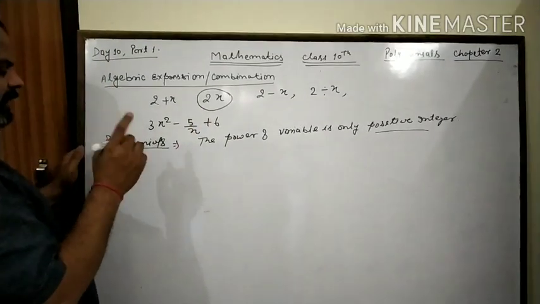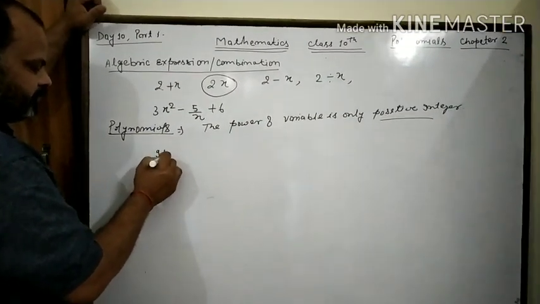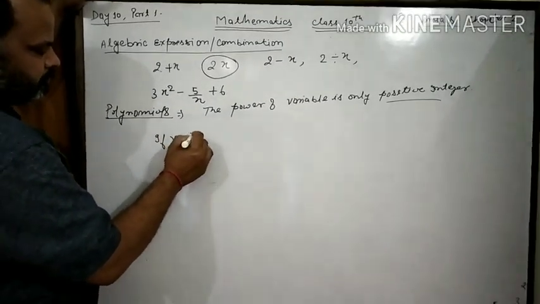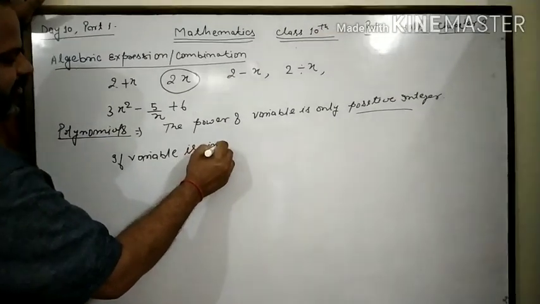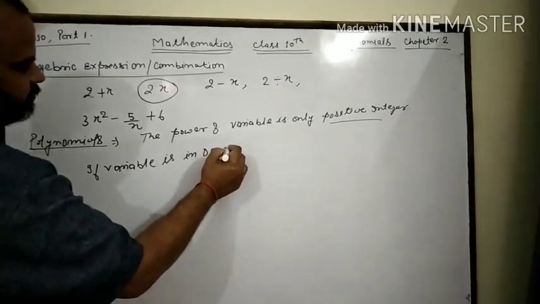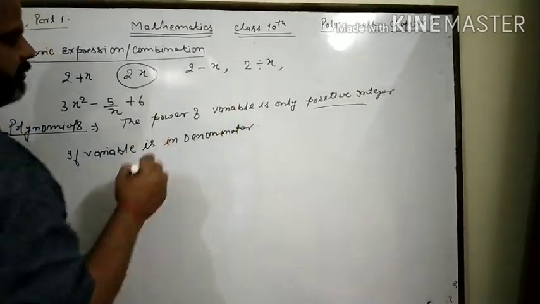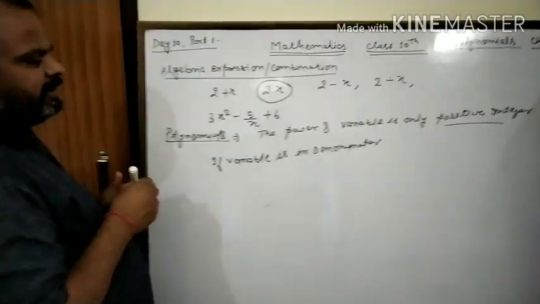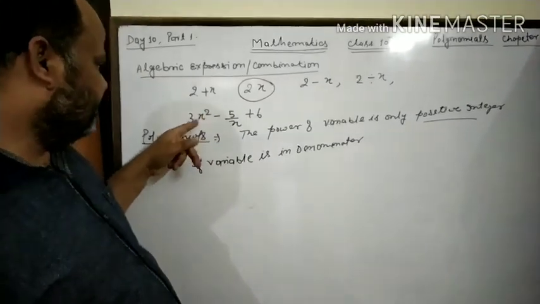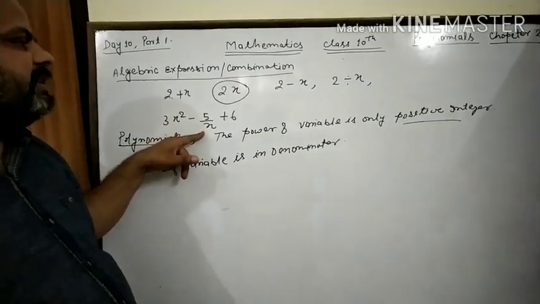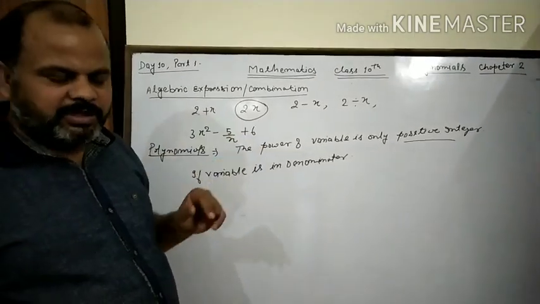It means if the variable is in the denominator, then this algebraic expression is not a polynomial. Then you see here x is in the denominator. That's why this algebraic expression is not a polynomial.